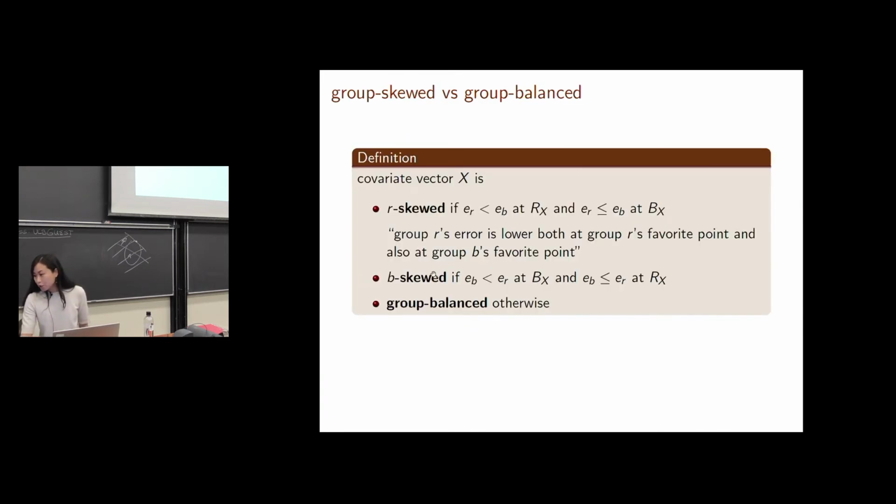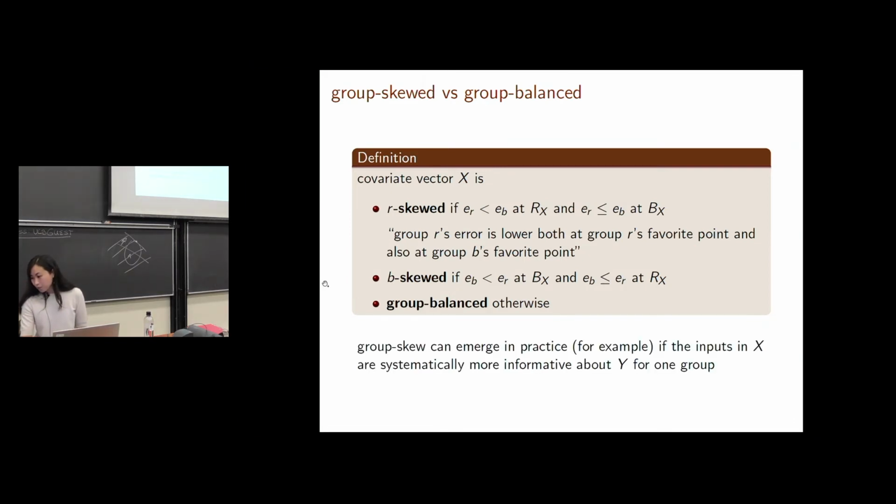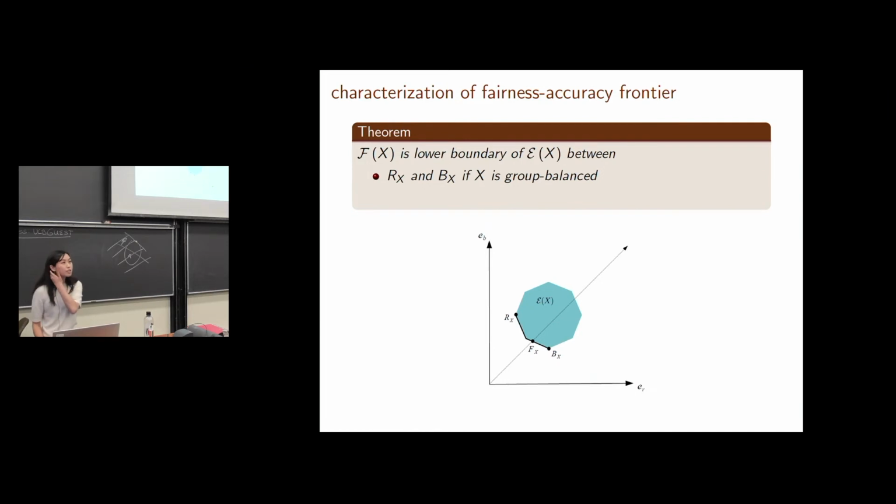We're going to say that it's B skewed if it's the flip, and we're going to say that it's group balanced if it's neither R skewed nor B skewed. Group balance means that it's going to be possible, given the primitive covariate vector, to construct some algorithm that is going to give group B the lower error and some algorithm that's going to give group R the lower error. Now in practice, the way we think about group skew as emerging is if the inputs in your covariate vector are somehow just systematically more informative for one group than the other. So if you condition on it, you end up reducing errors for one group faster than the other.